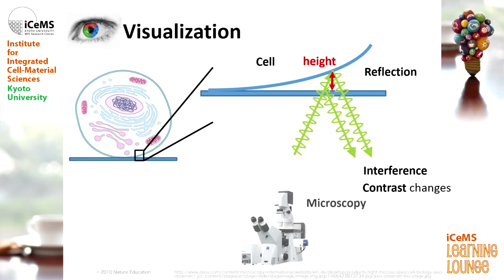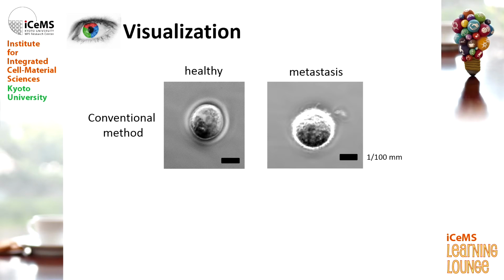And we use this technique equipped with the microscope. Therefore, this technique is so-called reflection interference contrast microscopy, RICM. So this is how to visualize the adhesion. And when you look at cells with the conventional method, this is again a healthy cell and a metastatic cell from the human stomach.